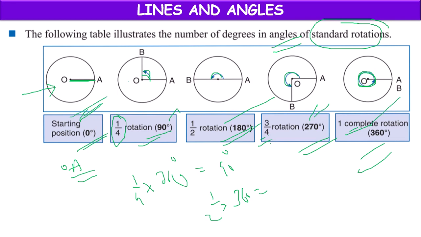0 means no rotation at all. 90 degrees means 1/4 part of rotation. 180 degrees means half part of rotation. 270, 3/4 of rotation. 360, one complete rotation.